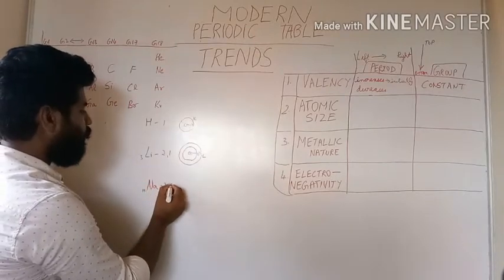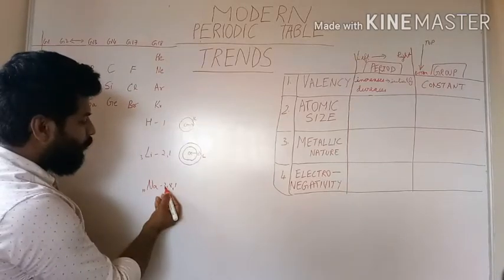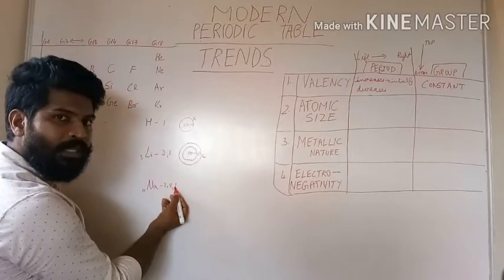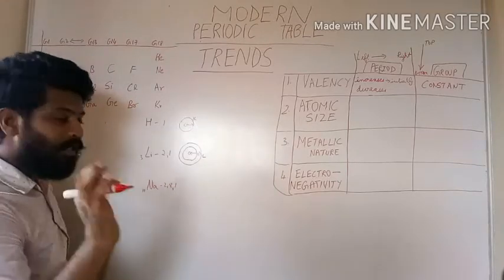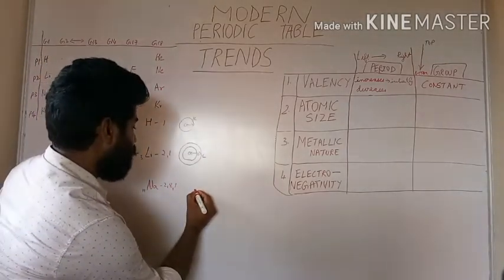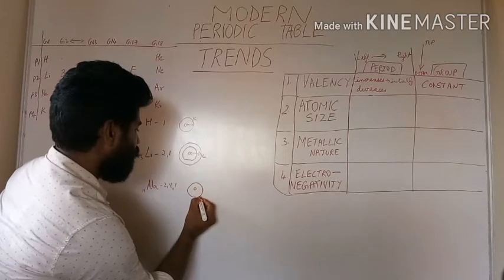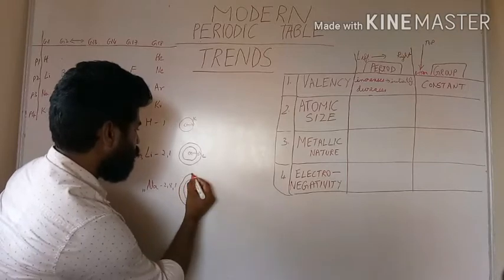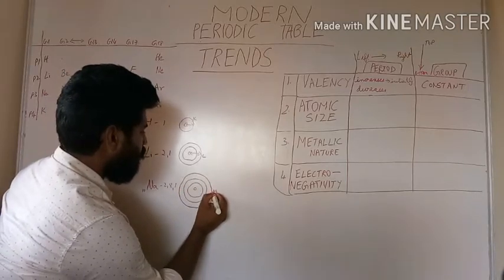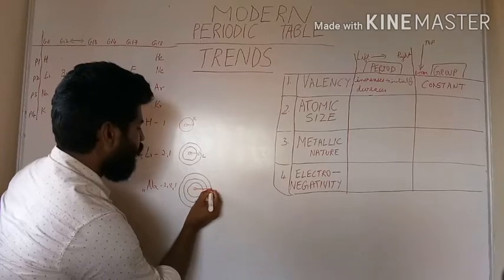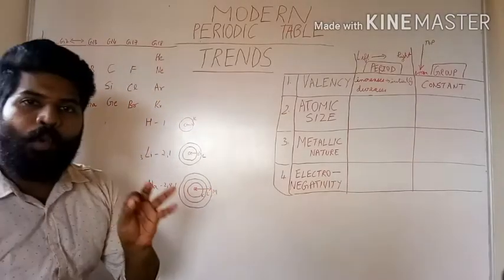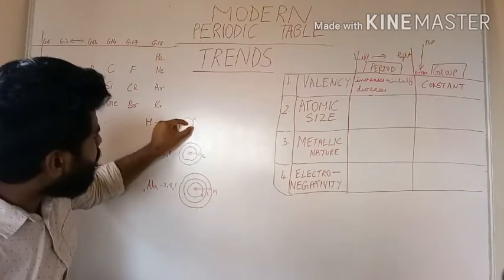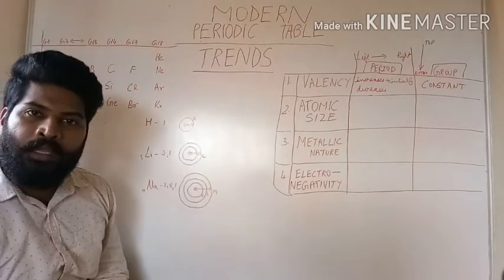Sodium is 2,8,1. 2 electrons will go to the K shell, the remaining 8 will go to the L shell, and the outermost electron, the valence electron, will be in the M shell. So there are 3 shells: 1, 2, 3. Therefore, this is the M shell. This will be the atomic radius. So it is quite evident that as we go down the group, atomic radius, atomic size will increase.